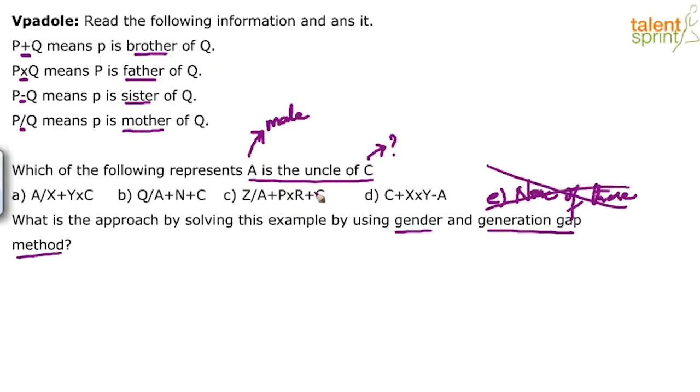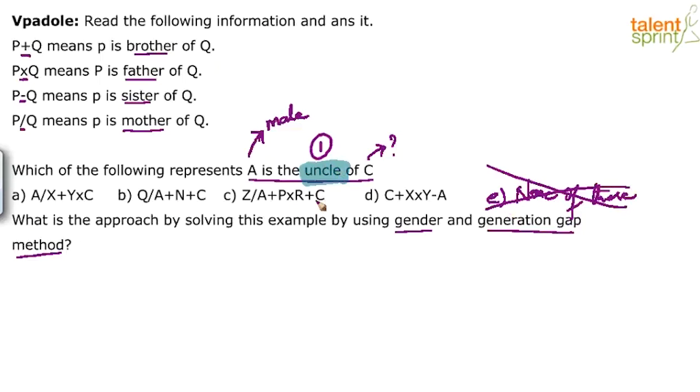The other point that we know is that A is the uncle. Try and focus on this. Uncle means A is one generation above C. So the generation gap between A and C is 1. You're getting it? Your uncle is one generation above you. So these are the two things that we need to focus on. One, that A should be a male person. Two, that the generation gap between A and C is to be 1. So gender of A has to be male, generation gap has to be 1.